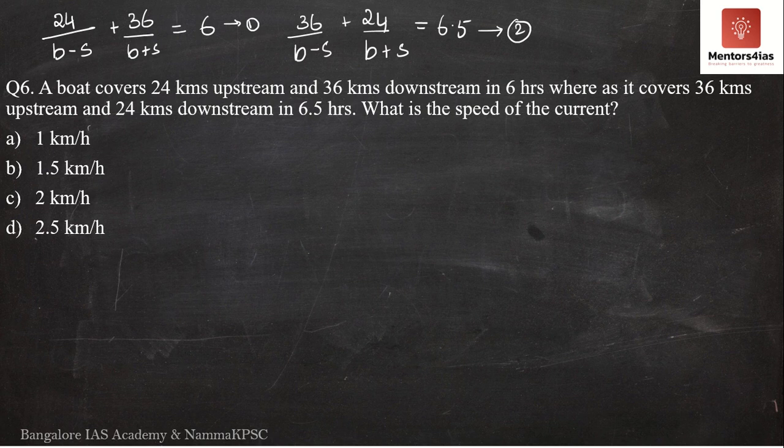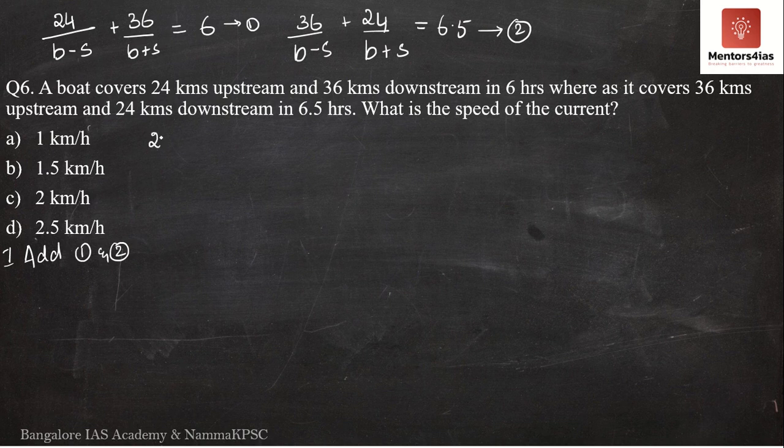But here, since it is interchanging of upstream and downstream distance, instead of subtracting, what I am going to do is add the two equations. So the first step is to add equation 1 and equation 2. So what do we get here?